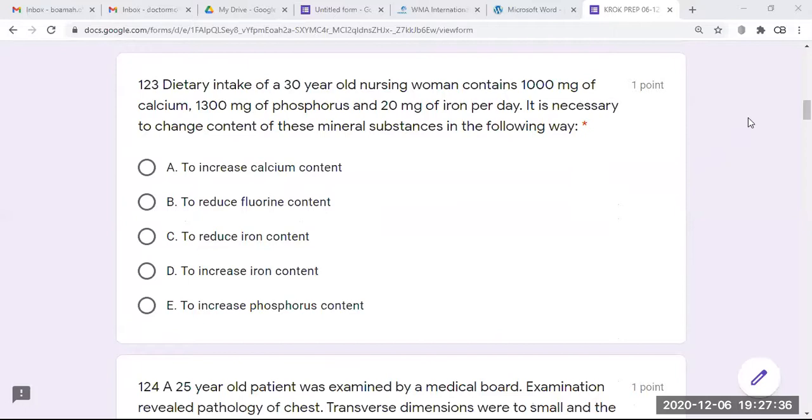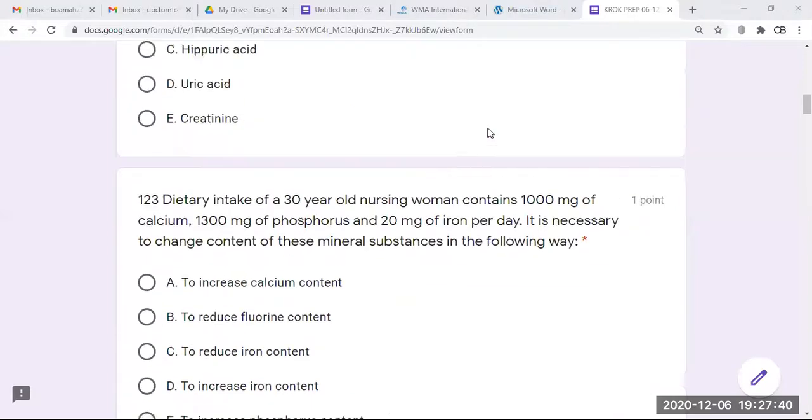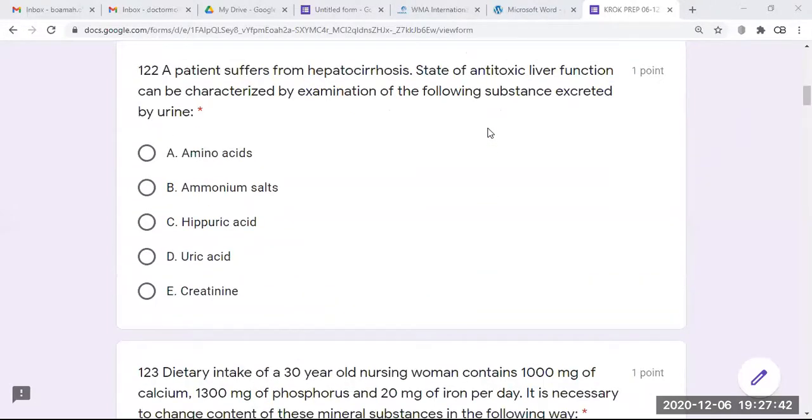Let's repeat question number 1 to 2 again, please. All right. So a patient suffers from hepatocirrhosis, so that's liver cirrhosis. State of antitoxic liver function can be characterized by examination of the following substance excreted by urine. And what we are going to check is the hippuric acid, okay? And we've explained how the test is done. Now, Michelle, please read question number 123.